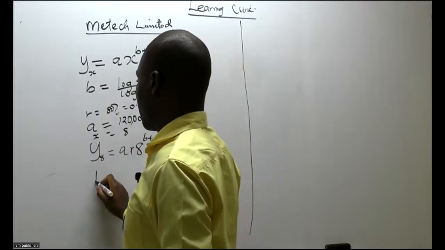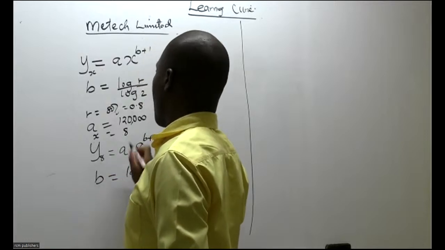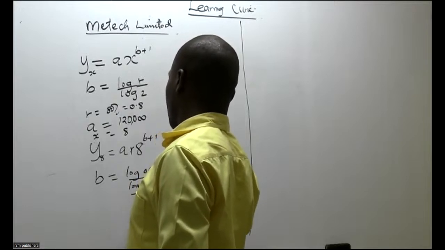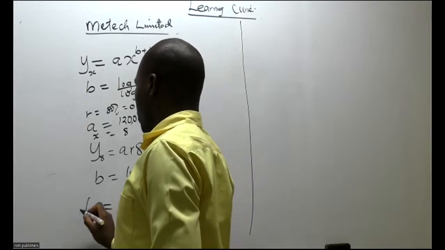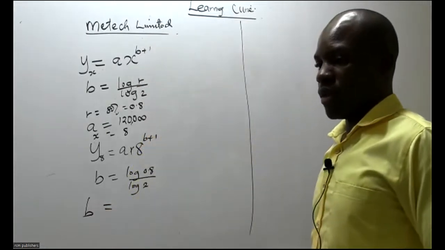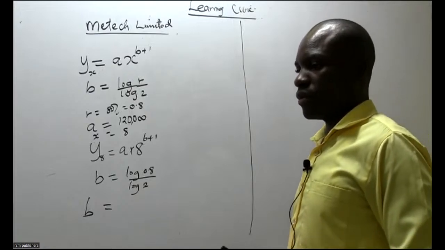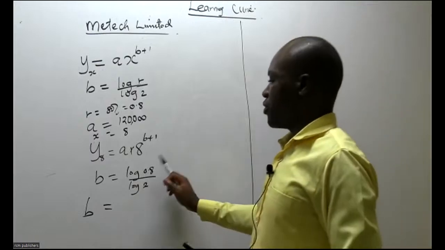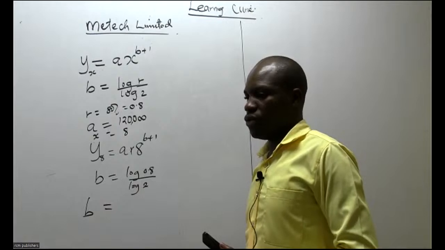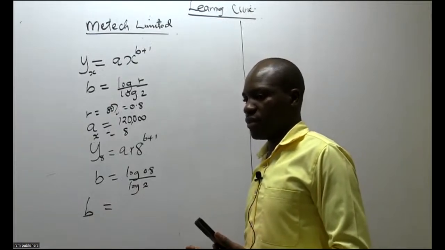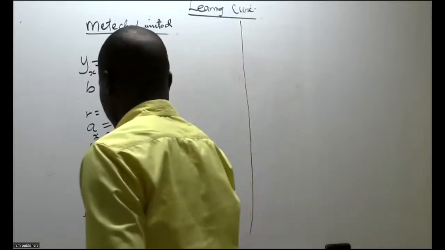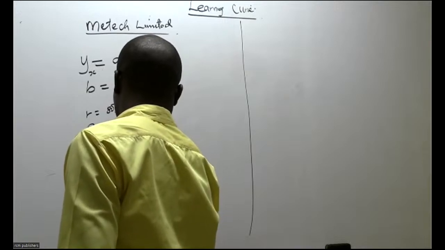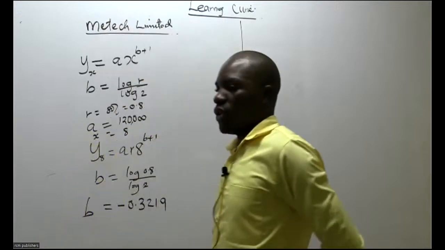We know very well that b is equal to log r, which is 0.8, divided by log 2. So what will be the value of b? Just go to your calculator: log 0.8 divided by log 2. What do you have, to at least 4 decimal places? Negative 0.3219.